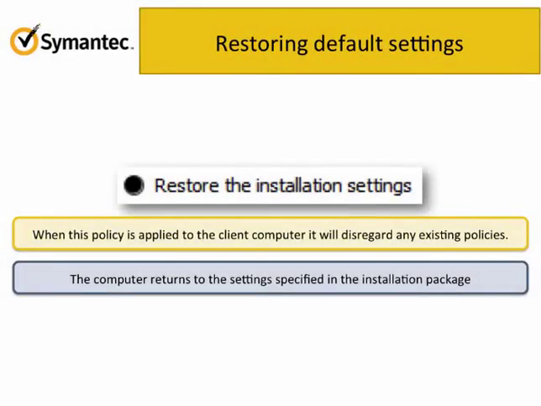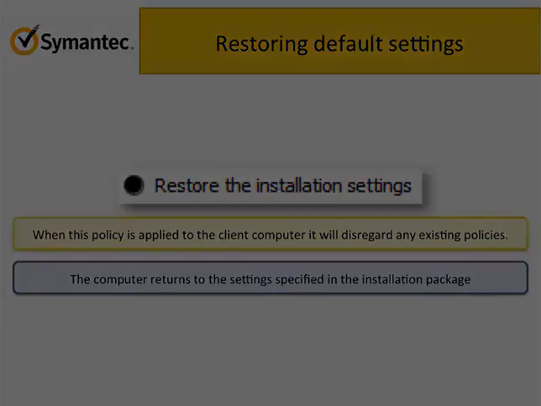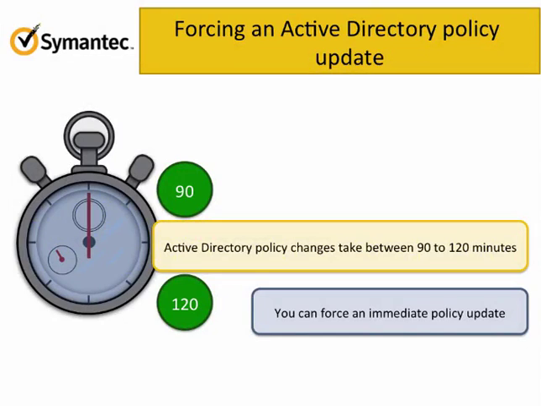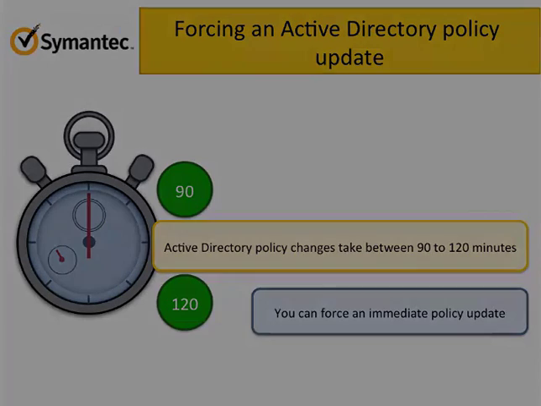You will see in the policy that there is an option to restore the installation settings. When this policy is applied to the client computer, it will disregard any existing policies. The computer returns to the settings specified in the installation package. There's an option to force an Active Directory policy update. Typically, an Active Directory policy change takes between 90 to 120 minutes. You can force this to happen immediately.